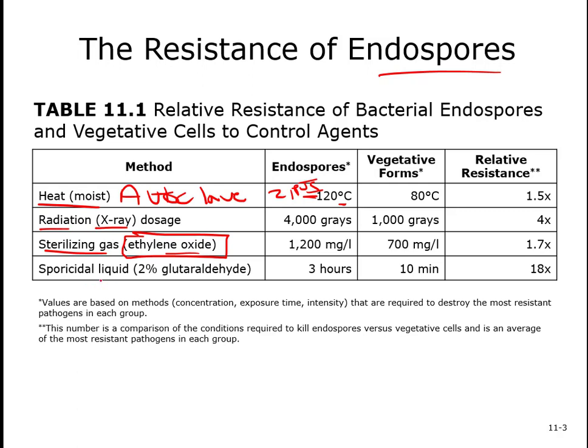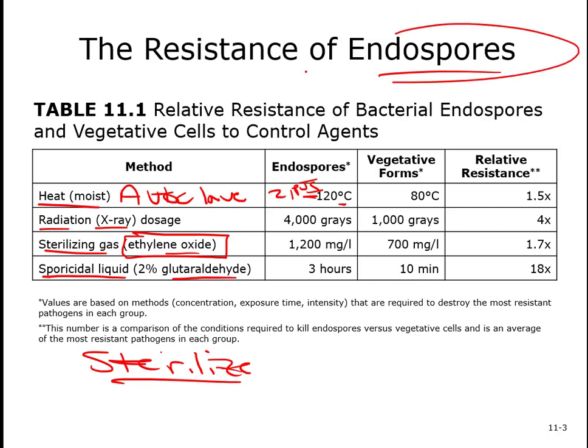Or there's one sporicidal liquid chemical. You could use glutaraldehyde, again, an extraordinarily toxic chemical. We are very, very careful when we handle it because not only will it destroy endospores, it can also destroy vegetative cells, including human cells. So these methods are the only methods we can use to sterilize. When you see sterilize, that means we've ensured destruction of all life, including endospores.